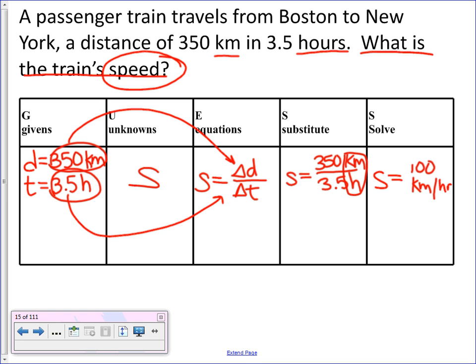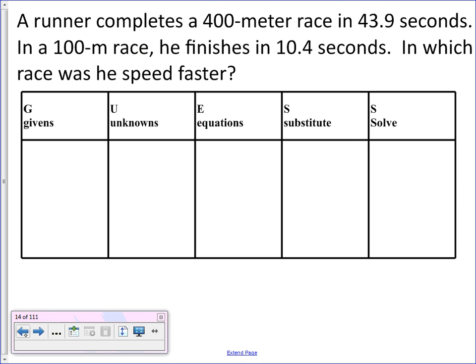So let's do one more together. I want you to write both of these down. And this next one we're doing is a two-part problem, so I'm going to divide guess in half. So, a runner completes a 400-meter race in 43.9 seconds. In a 100-meter race, he finishes in 10.4 seconds. In which race was his speed faster?